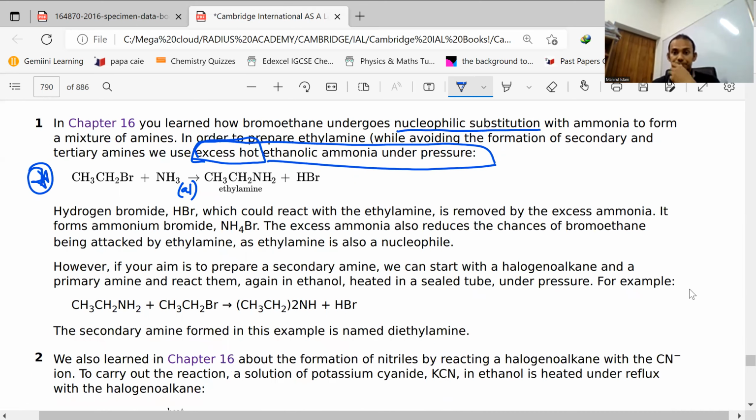So while avoiding formation of secondary and tertiary amine, see, if you don't give hot excess ammonia, then what will happen? Basically, this ethylamine will further react with, see, ammonia is a base, but ethylamine is also a base, even a better base, right? So this base will again react with the halogenoalkane to form secondary amine.